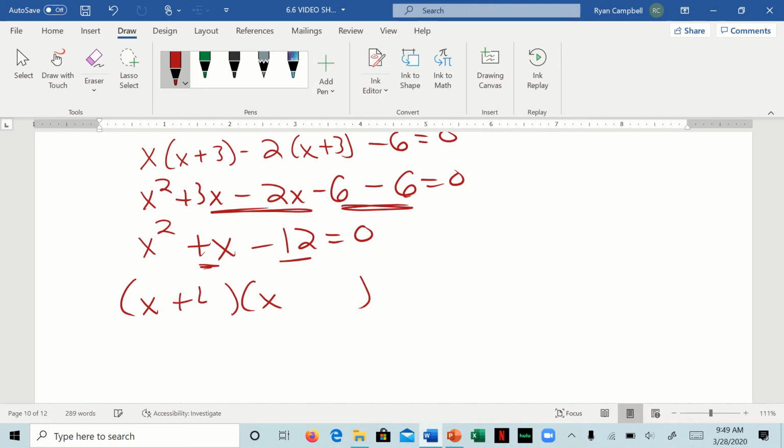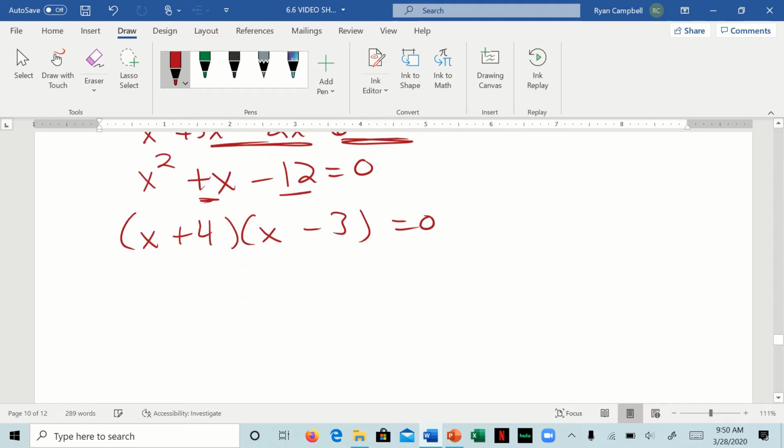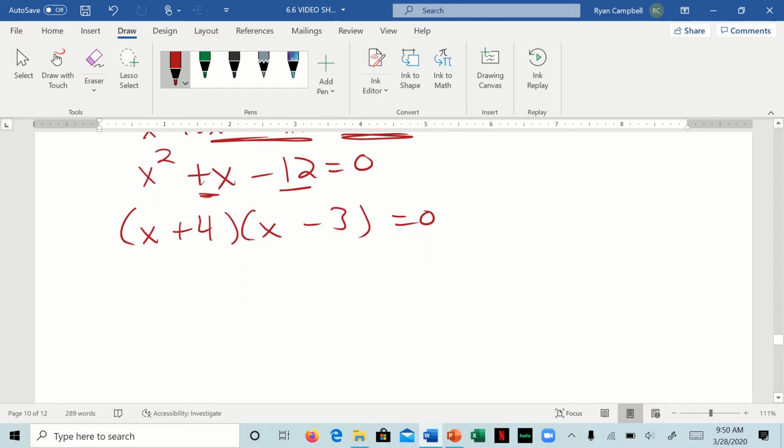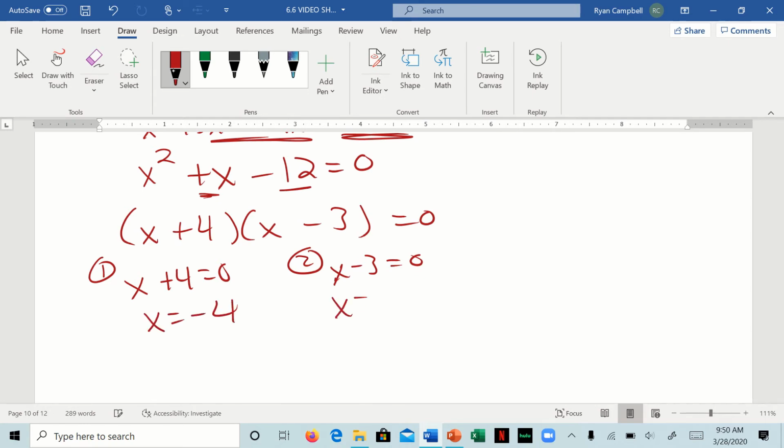And hopefully you can see that's positive 4, negative 3. Step 3, set both equal to 0. So we have two equations equaling 0. Step 4, solve. So x is going to be negative 4, x is going to be positive 3. So our solution set is 3 and negative 4. It doesn't matter which order you put it in.